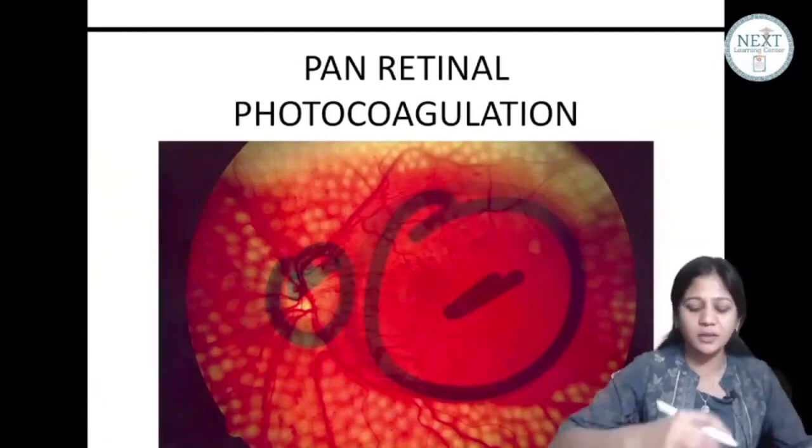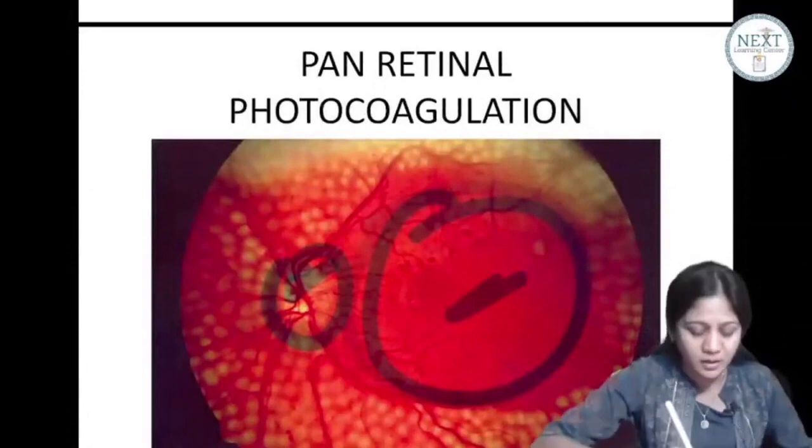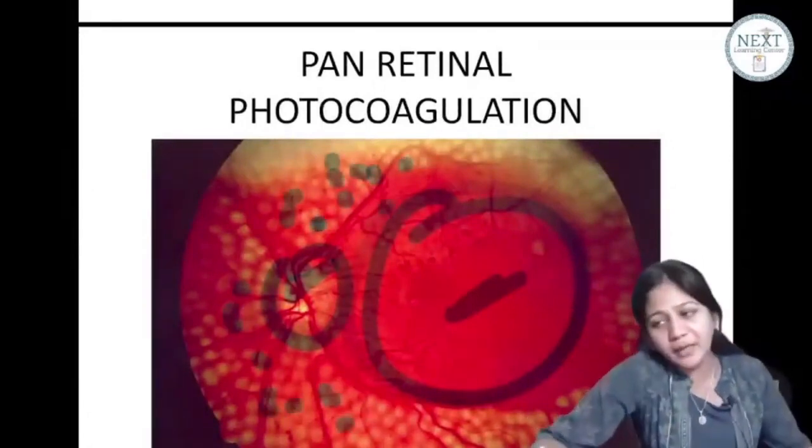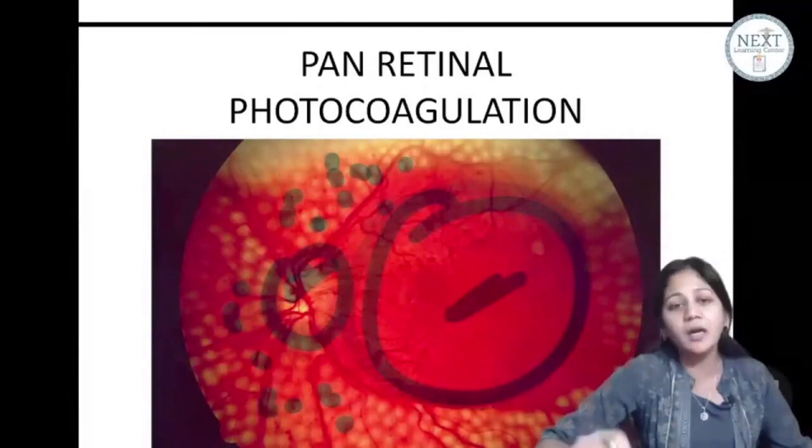This is a picture question. Can you all appreciate small yellow dots? These are all laser spots. So the whole of the retina is lasered except macula and optic nerve.